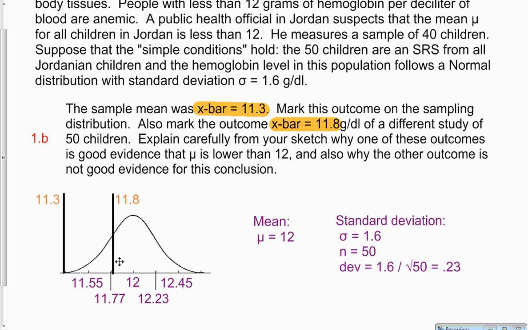11.8, however, is kind of right in the thick of things. It's not that far away. It's less than 1 standard deviation away from 12. That is not very good evidence that 12 is not the mean. Because the idea here in this chapter is we pick a mean, let's say 12, and we try to reject it. 11.8 doesn't let us reject 12 very effectively. 11.3, based visually at least, seems to let us reject 12 much better.